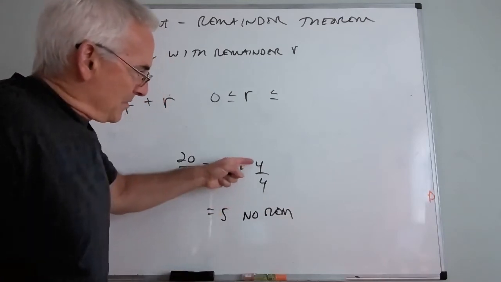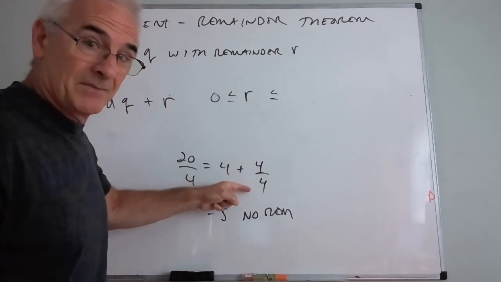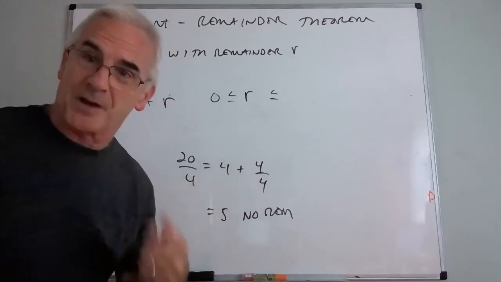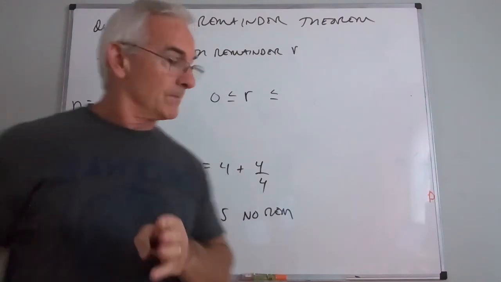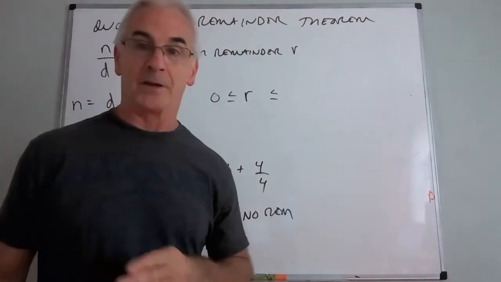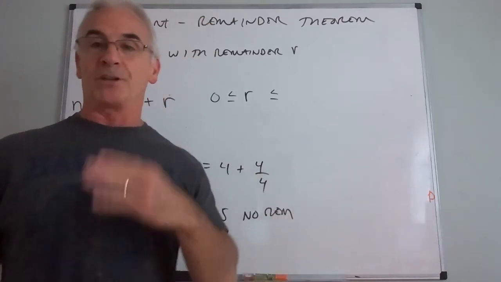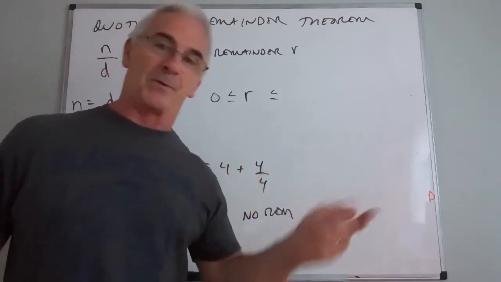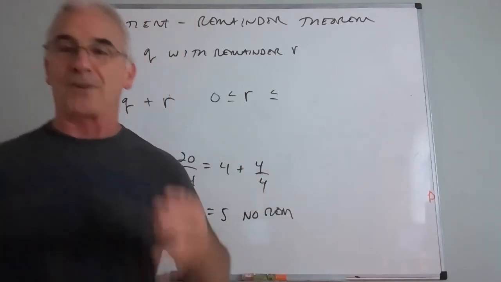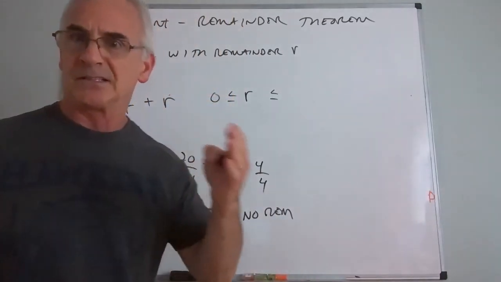So the 4 we're treating as our remainder. 4 can't quite reach. I would stop writing remainders. 20 divided by 4 is 5. 21 divided by 4 is 5 with 1 remainder. 22 divided by 4 is 5 with 2 remainder. 23 divided by 4 is 5 with 3 remainder. 24 divided by 4 is 5 with 4 remainder? No, 24 divided by 4 would be 6.